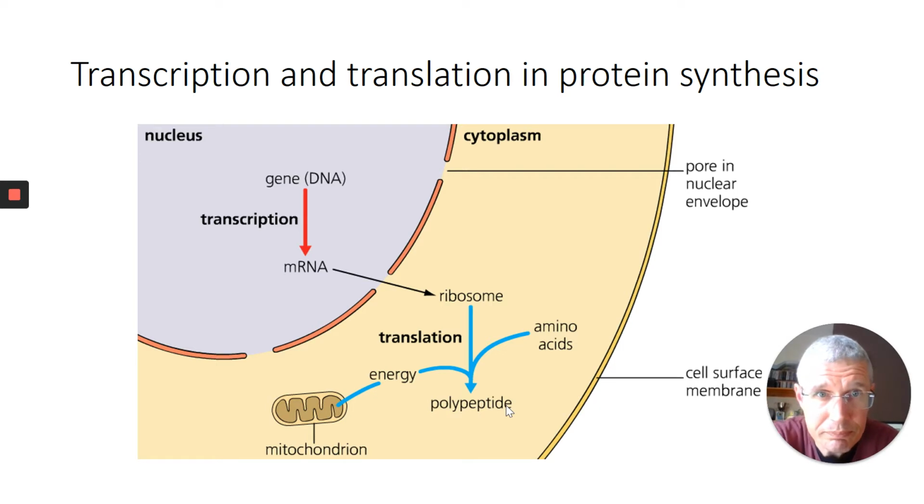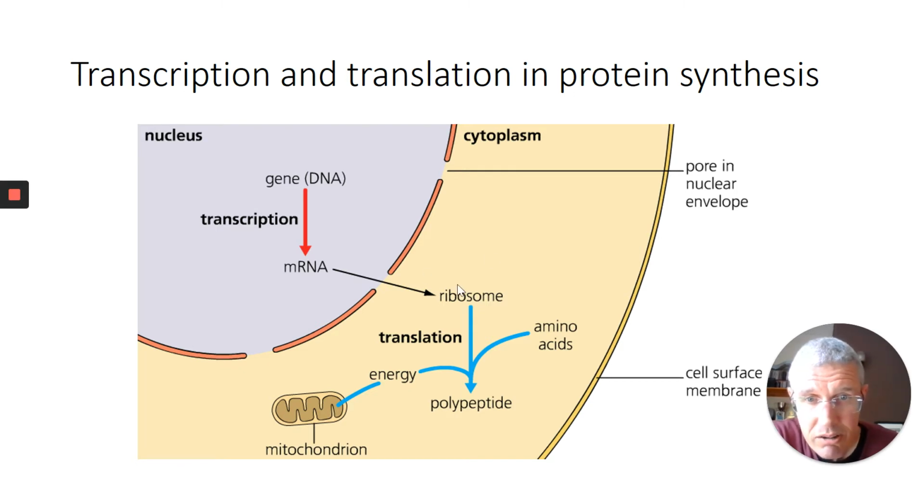Transcription and translation and protein synthesis. Well, we've got DNA with your nucleotide bases on. That's your genetic code. That gets transcribed onto single-stranded messenger RNA. So we've got triplet code, and then we've got that triplet code transcribed into codons in the nucleus.